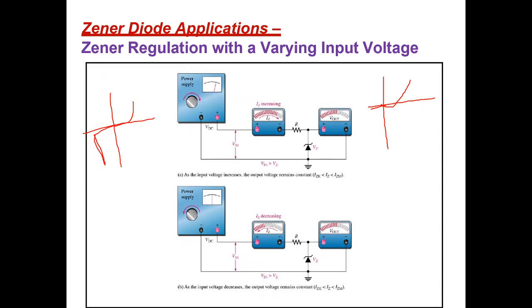If you observe here, we are using a resistor and a Zener diode, and we are measuring their voltages. This is a power supply. Whenever we vary the power supply, the current may change, but the output voltage is maintained constant. Whenever the input voltage is increased, the IZ current flowing will increase, but the output voltage will remain constant. If I decrease the power supply, the IZ current will decrease, even though the output voltage will be maintained constant. Thank you.